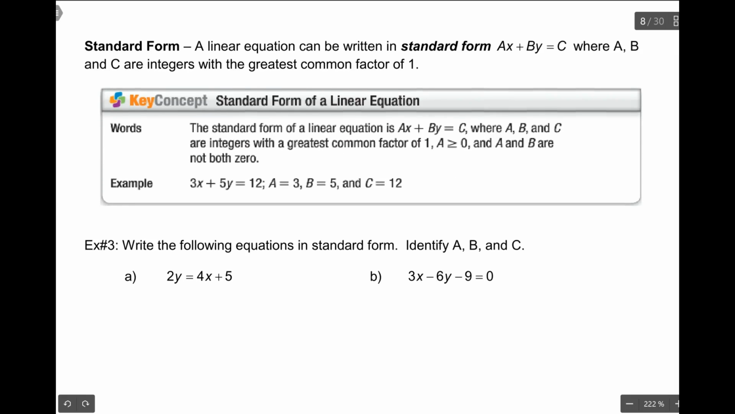So standard form of a linear equation is written as ax plus by equals c. A, b, and c are integers with a greatest common factor of 1, meaning there's no common term you can pull out. Also, a is greater than 0, and a and b are both not equal to 0.